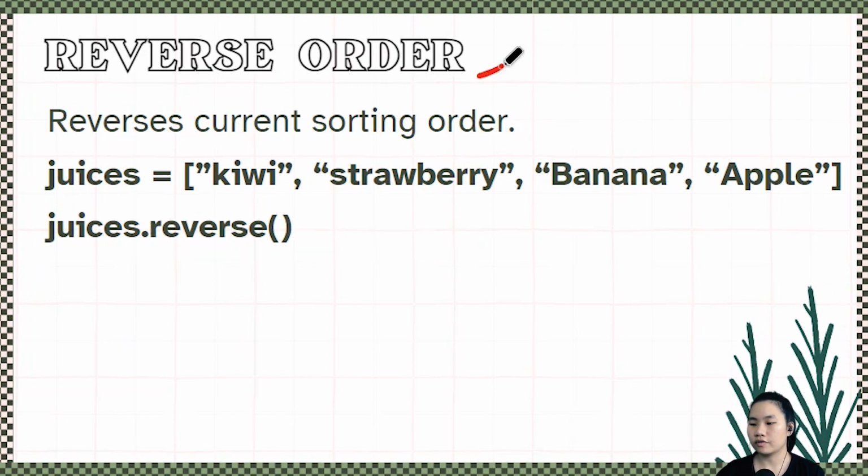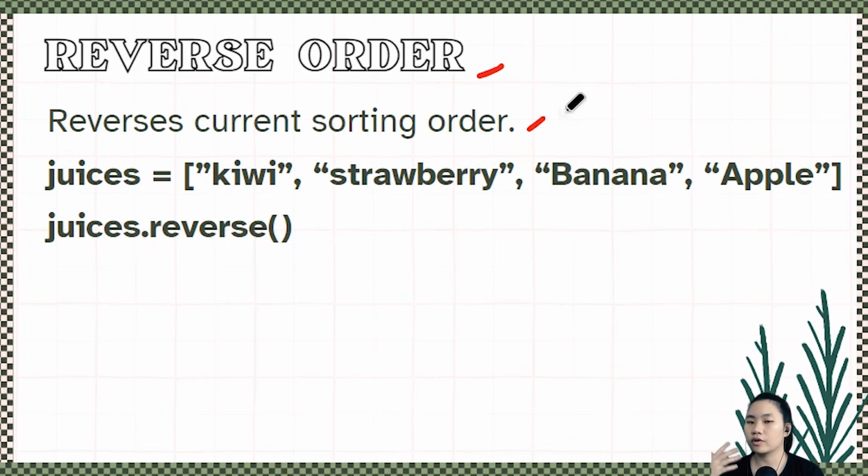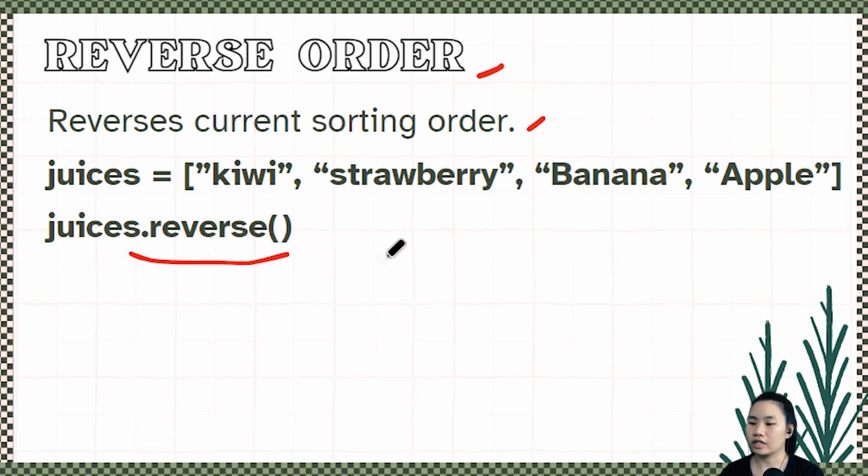Last but not least, reverse order, as simple as anything that we've seen before. It just simply reverses the occurring sort order. So whatever order that you have going on, it simply reverses all of that. And you can do that with .reverse() and parentheses. No need for any extra stuff.